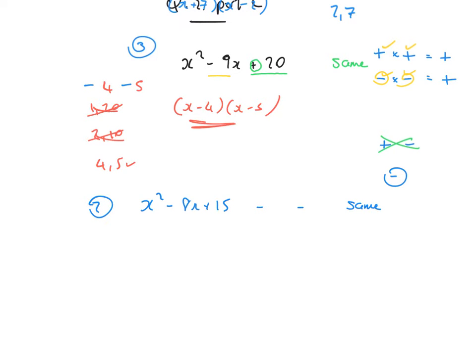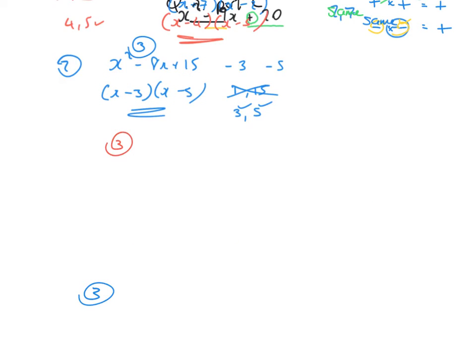Now let's think about numbers that multiply to give 15. There's only two pairs, 1 and 15, 3 and 5. Which one can I use to add together to give minus 8? It's definitely going to be 3 and 5: minus 3, minus 5. Minus 3 times minus 5 is plus 15, and minus 3 minus 5 is minus 8. So x minus 3, x minus 5.